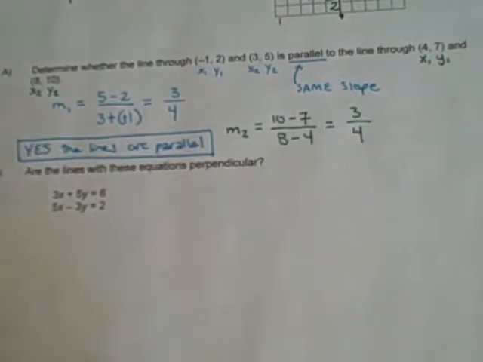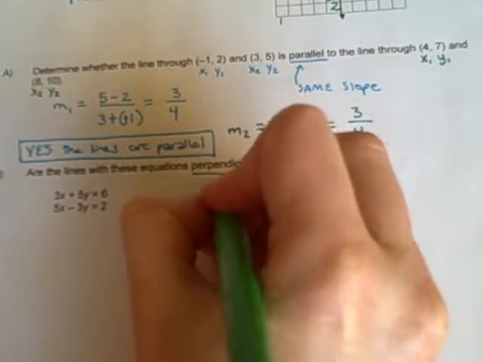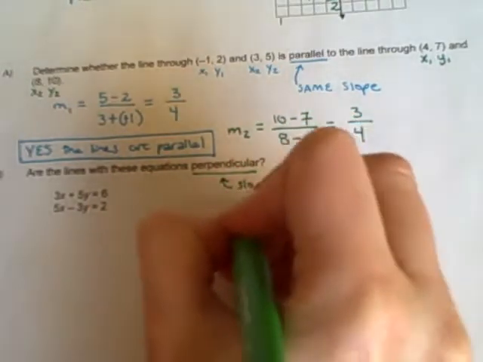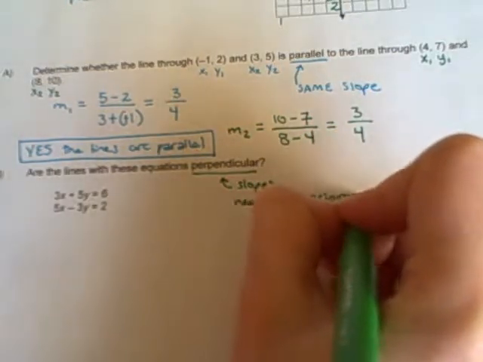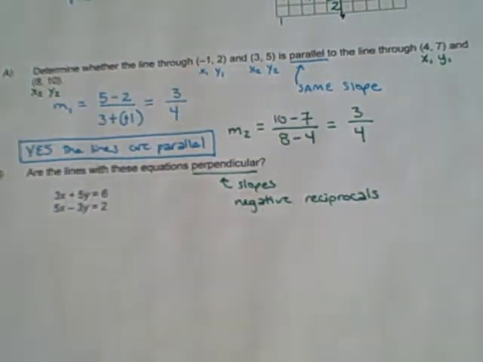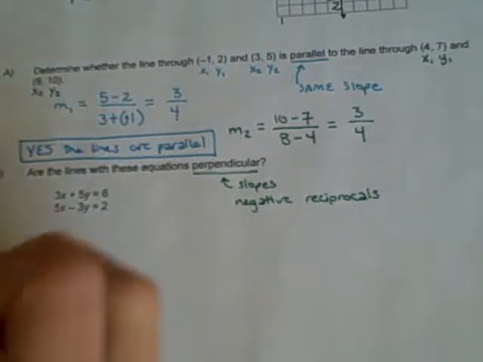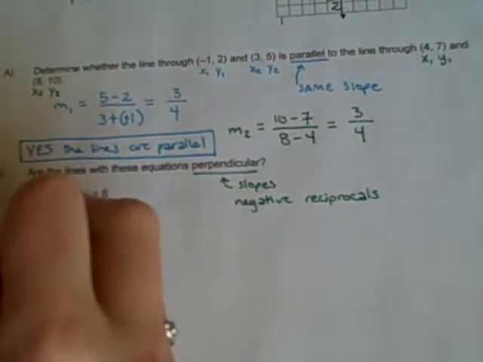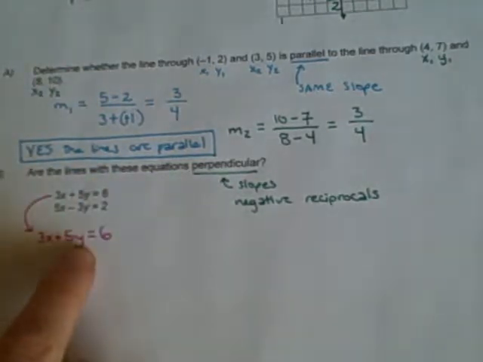The next example problem, this time it gives us 2 equations. Are the lines with these equations perpendicular? So we're looking for, are their slopes negative reciprocals? So the easiest way to look at slope in an equation is to first put it in slope-intercept form. So let's take this first equation here, 3x plus 5y equals 6, and let's solve for y so that we're in the form y equals mx plus b.